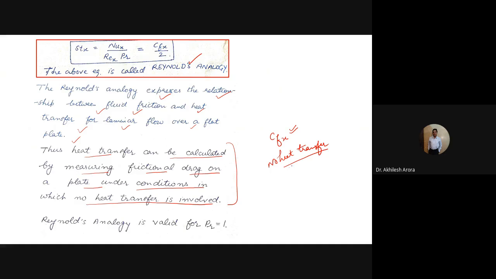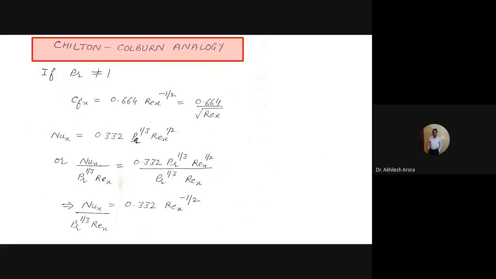even then we are able to calculate the value of the local heat transfer coefficient and the average heat transfer coefficient. Basically, we are just measuring the skin friction coefficient, and with the help of that, we are able to calculate the local heat transfer coefficient as well as the average heat transfer coefficient. That is the best part of this analogy. And one more thing, it is valid for Prandtl number equal to 1.